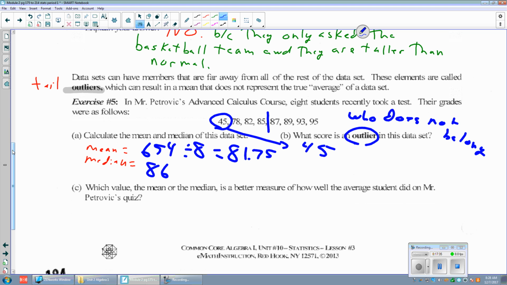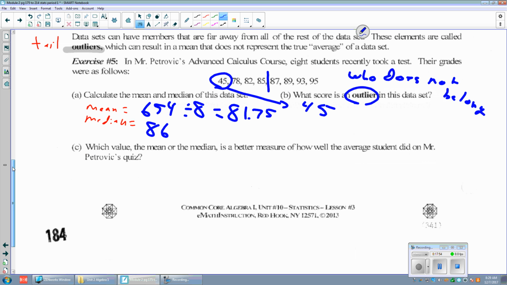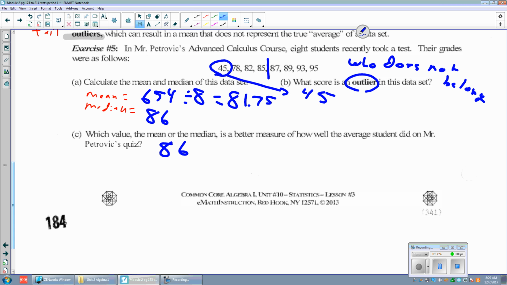Which value, the mean or the median, is better? Should we use 81.75 or 86? We always have to use the mean? No, median. Always use the median when there's an outlier. Always use the median when there's a tail. 86. Always use the median when there is a tail.